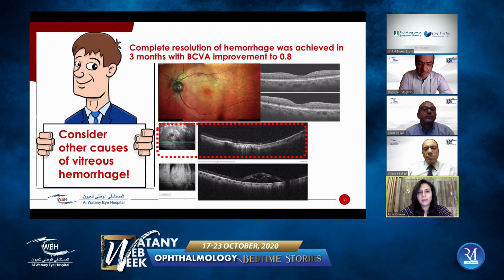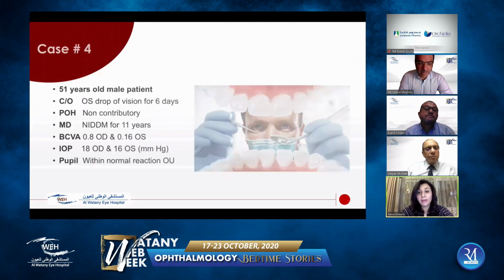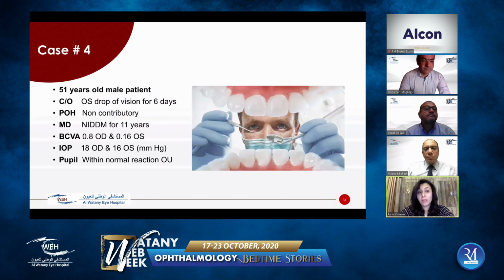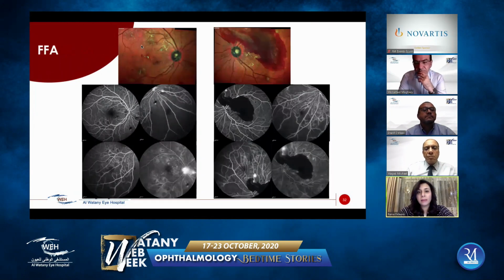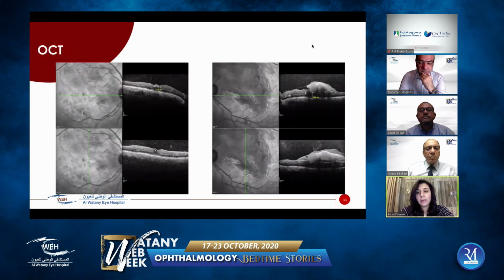Thank you, Dr. Moghazi. Now moving to the fourth case, we have a dentist. He is a very meticulous person, a 51-year-old male patient, complaining of left drop of vision for 6 days. He's insulin dependent for 11 years. The vision in the right eye is 0.8 and 0.16 in the left eye. Fluorescein angiography shows signs of proliferative diabetic retinopathy in both eyes, massive retinal ischemia in the right eye, and premacular hemorrhage in the left eye. OCT line scans show minimal edema and coverage of the macula with preretinal hemorrhage.